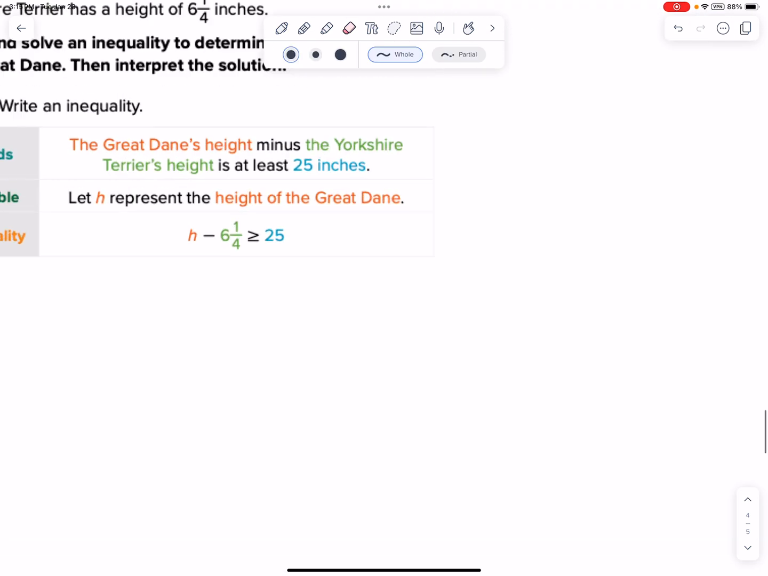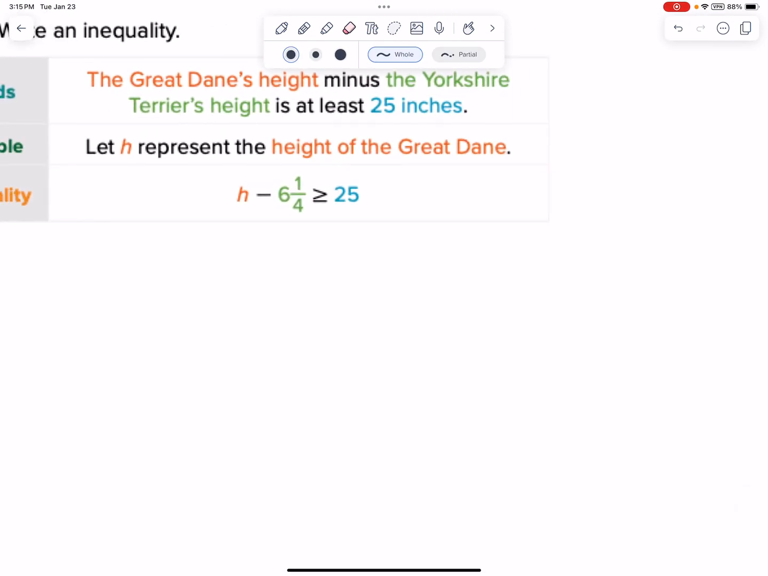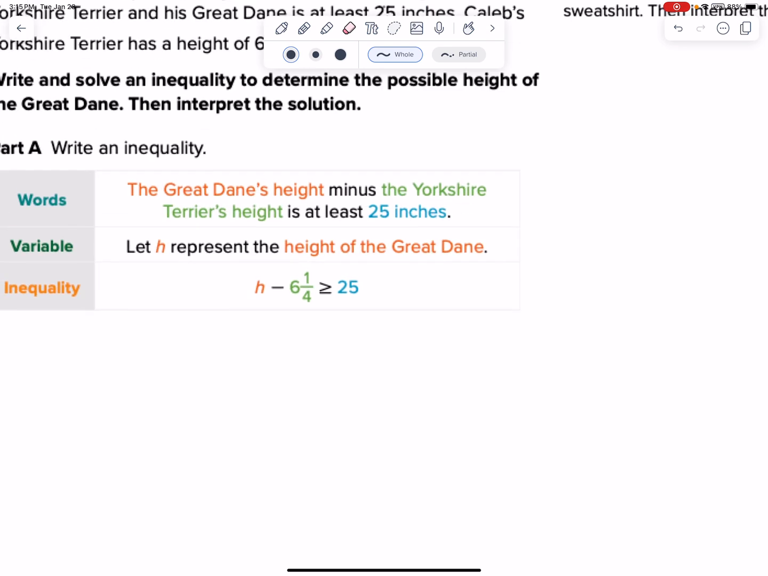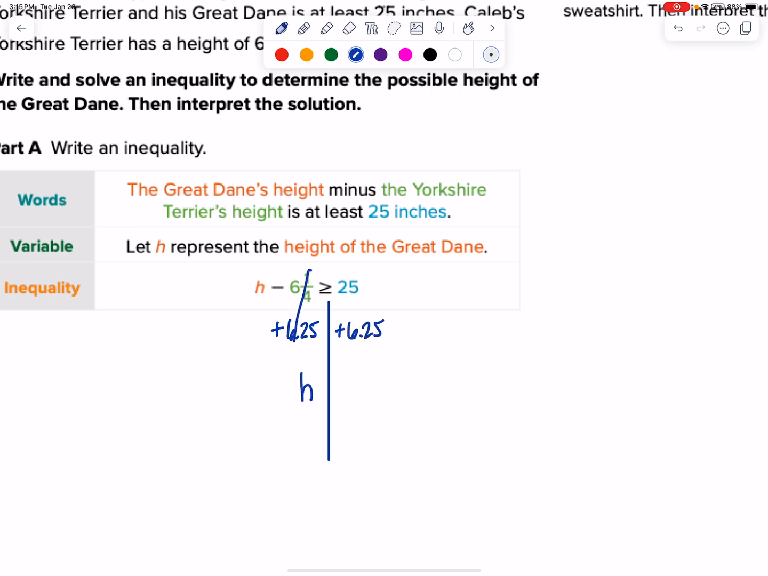So let's go ahead and we have it set up here. We have h minus 6 1/4, because we're finding the difference and difference means subtract, has to be greater than or equal to 25. So let's separate the workspace and solve this out. Isolating the variable, 6.25 plus 6.25, that cancels out and we're left with h is greater than or equal to 25 plus 6.25, which is 31.25, and that's height in inches.